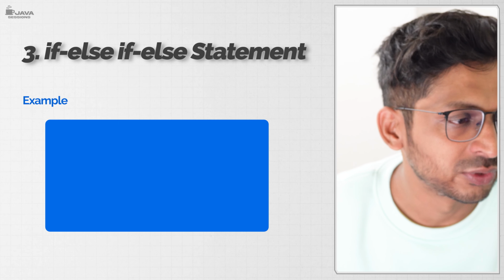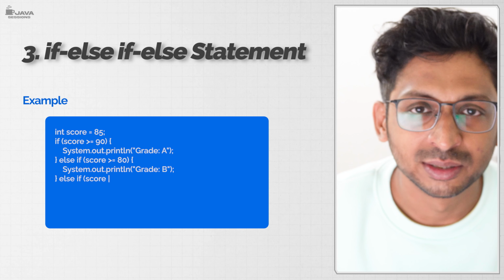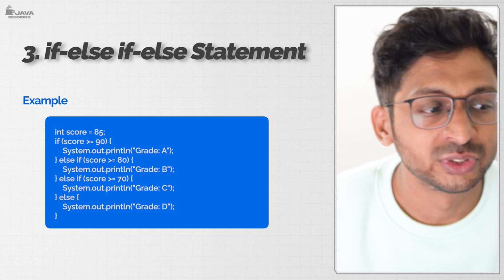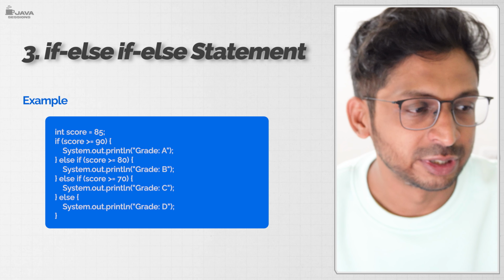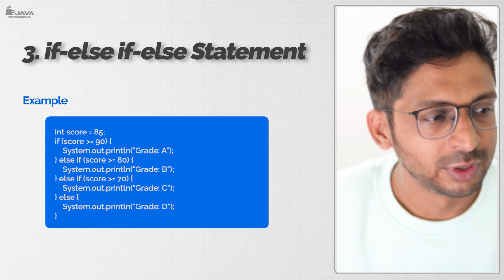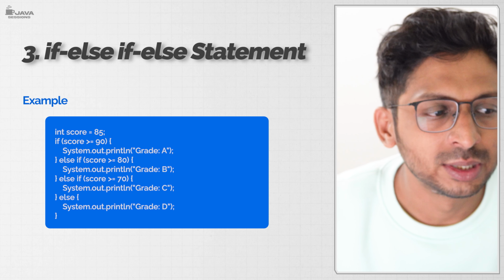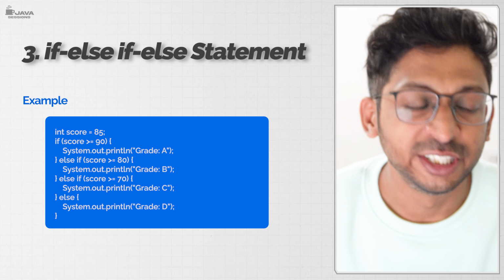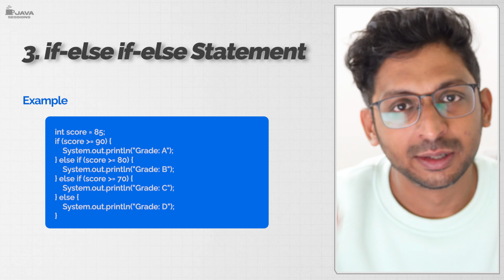In this example, we have score equal to 85. If score is greater than or equal to 90, that is A grade. Else if the score is greater than or equal to 80, that is B grade. Else if the score is greater than or equal to 70, that is C grade. If none of these conditions are met, that is, if the score is smaller than 70, then that is D grade. So this is how you're going to check multiple expressions using the if, else block.